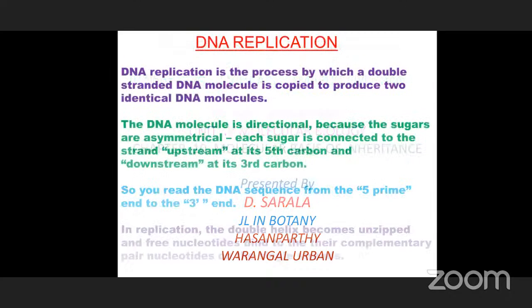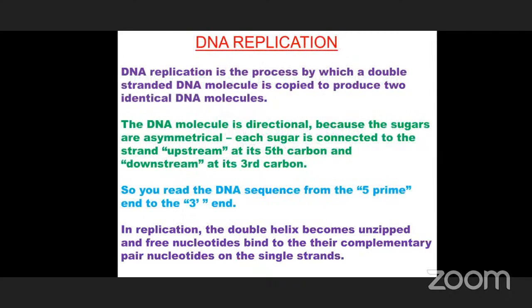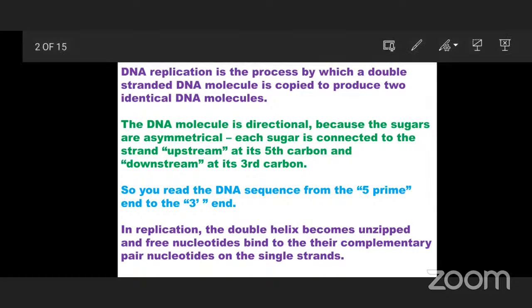Yesterday, we already learned about the structure of DNA and the replication of DNA. But a few points in the replication were not completed yesterday. So that's why I once again recapitulate the DNA replication.